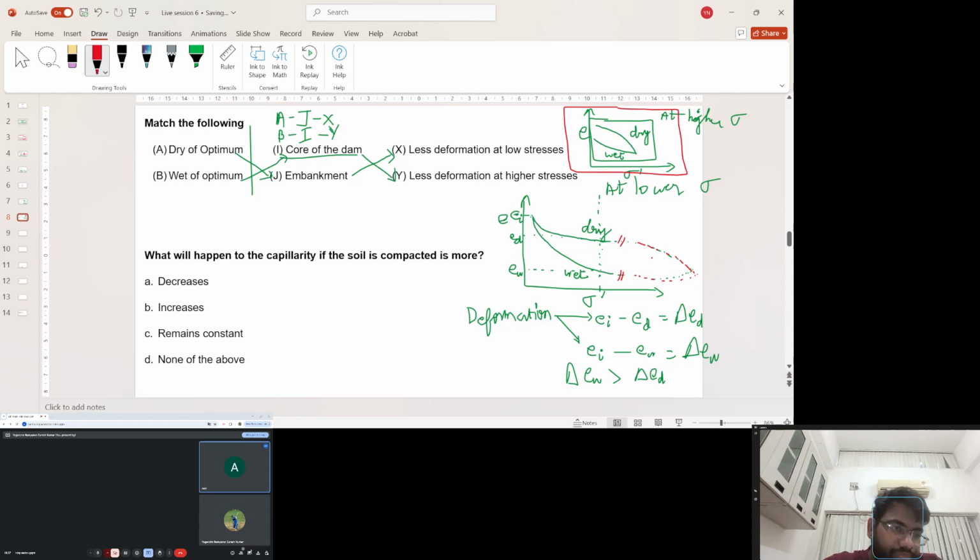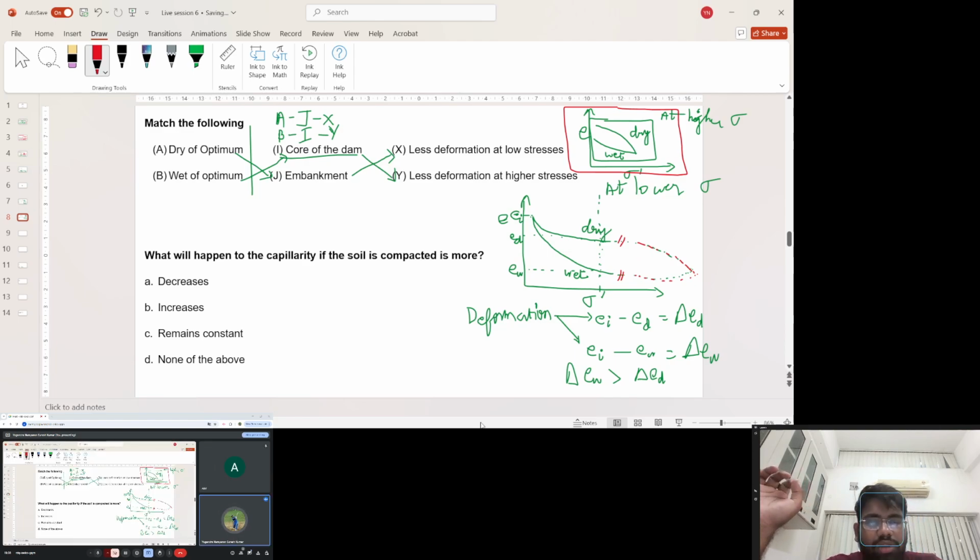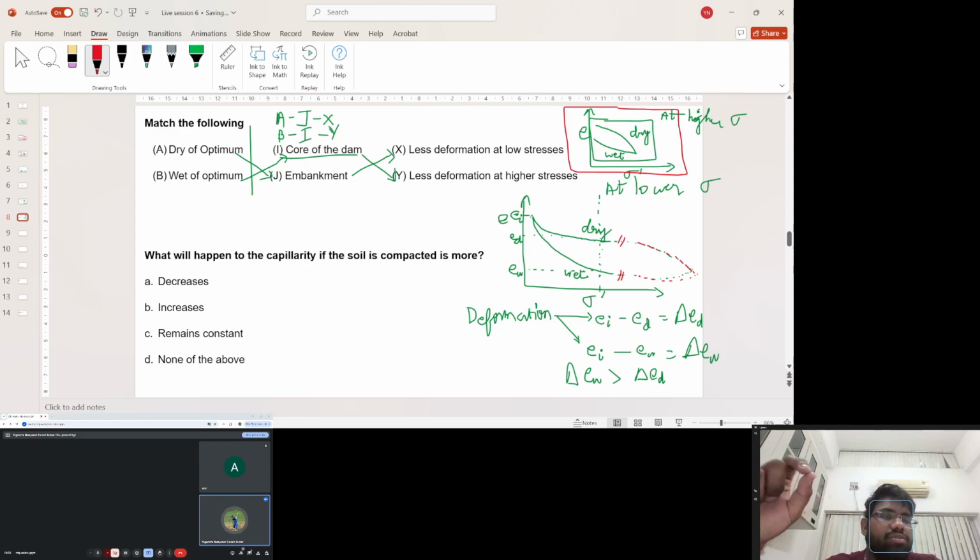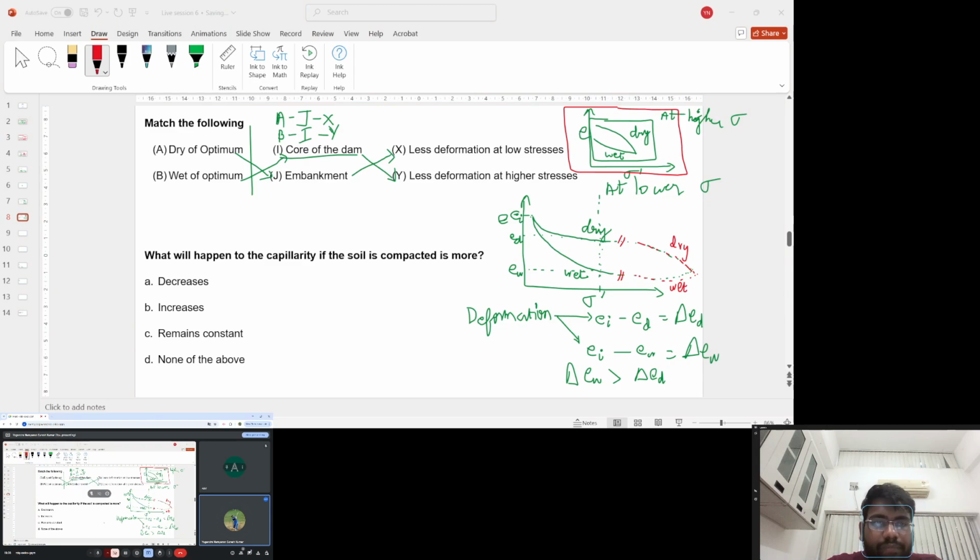So when we consider this higher stress portion only, the slope here, since it is not at equal initial voids ratio, one of the most ideal ways is to compare the slope. So here the rate of change of void ratio is lesser compared to that of dry. So this is dry and this is wet. It is just a continuation of the graphs. Clear?